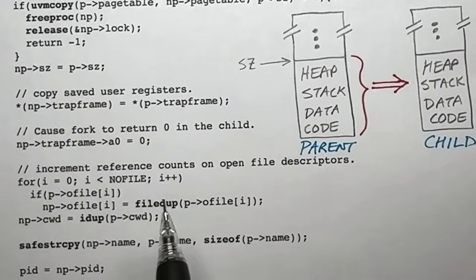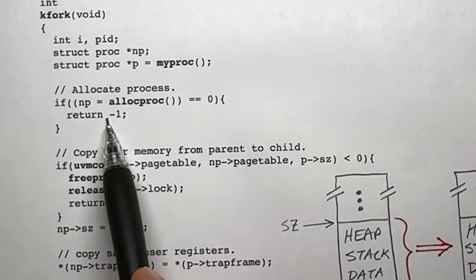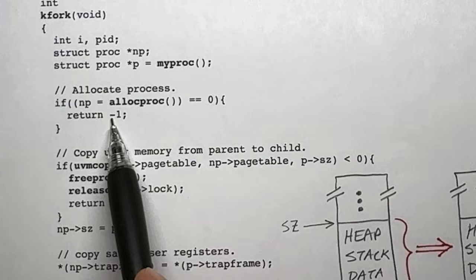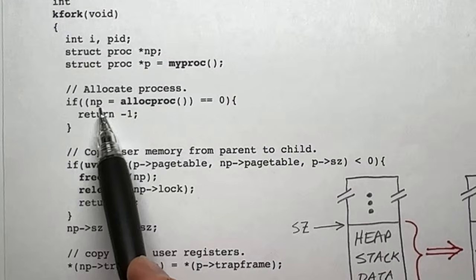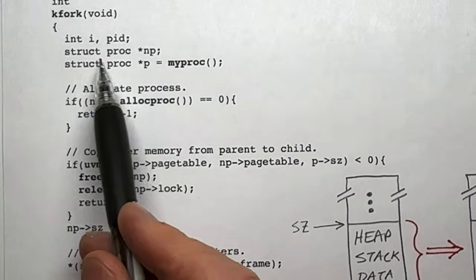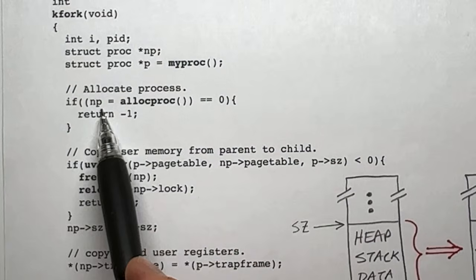Now, back in kfork, if alloc_proc fails, we return immediately. A failure would be due to either a lack of memory or because no unused proc structure could be found. So we simply fail and return -1 to the user program. Otherwise, we now have np, pointing to a new proc structure, and that process is locked.